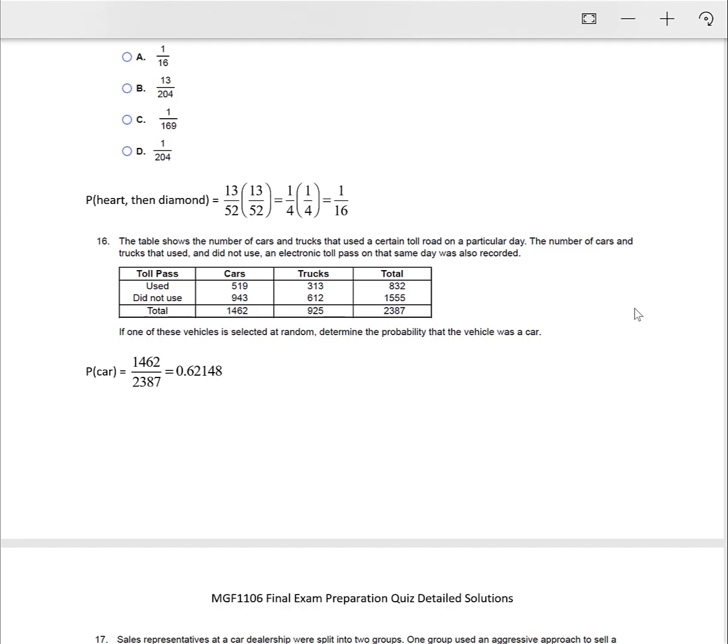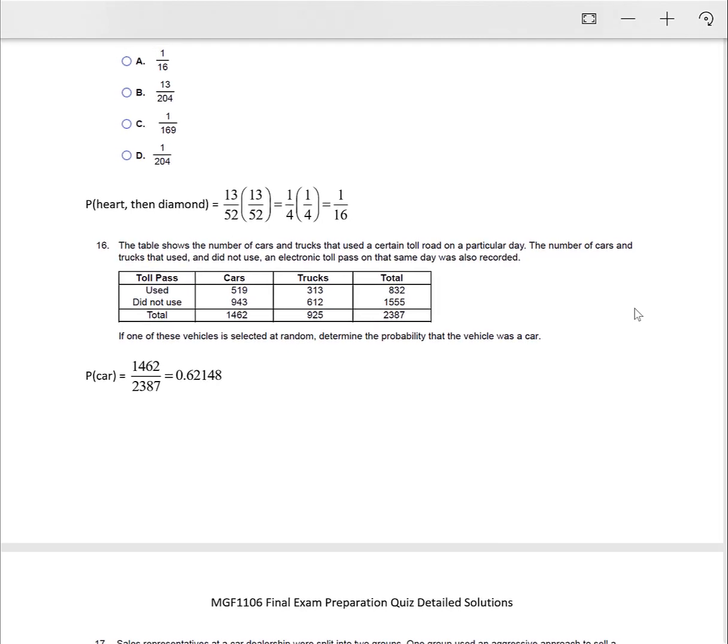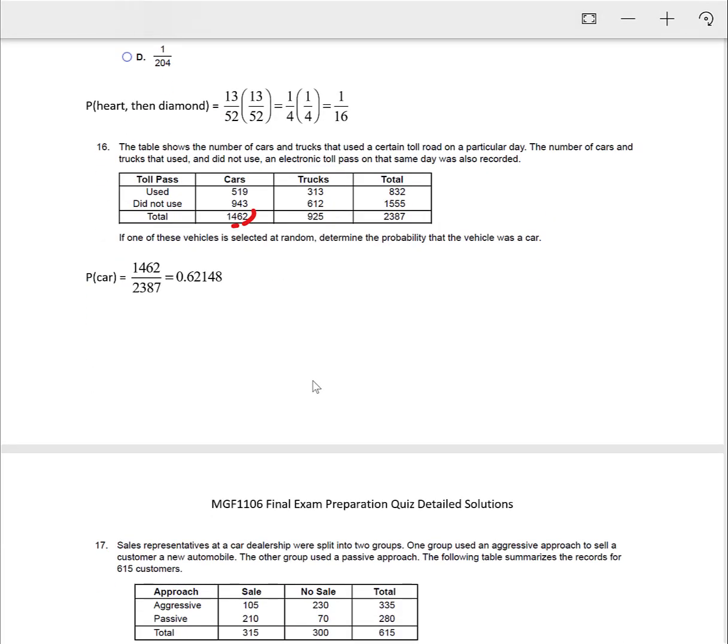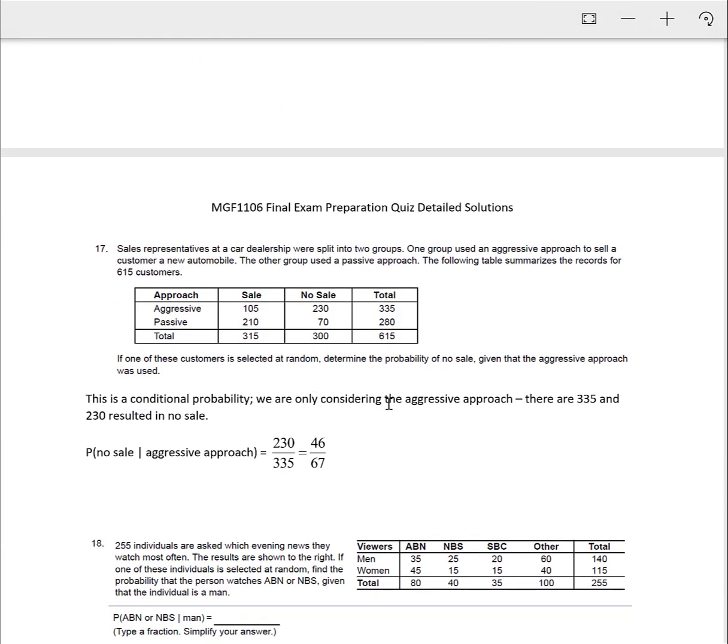Okay, so we're only dealing with the cars here, and we see there's 1,462 cars, and a total of 2,387. They want this one as a decimal, so it's going to be 0.62148. And then number 17, I'm going to stay over here.